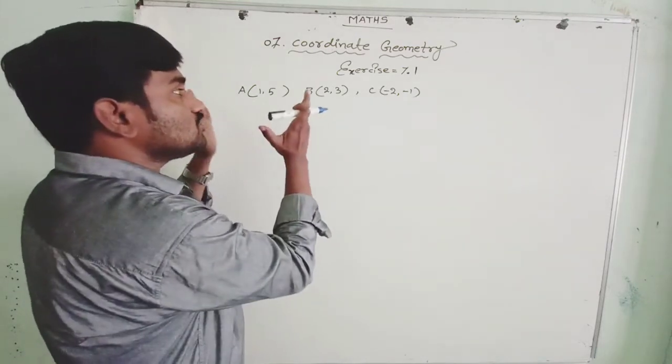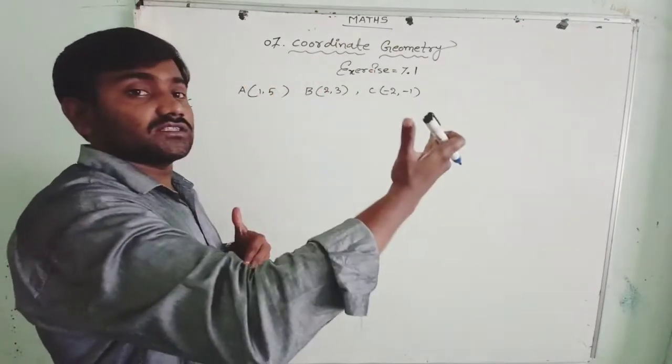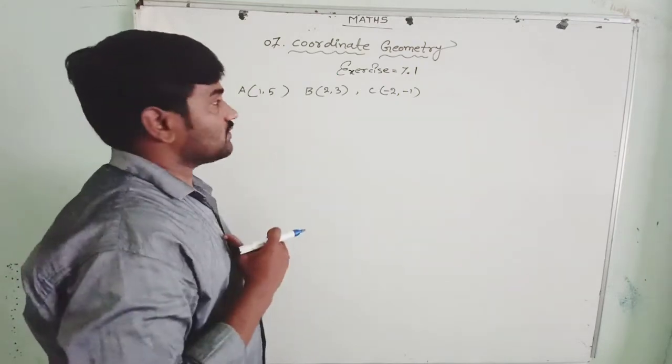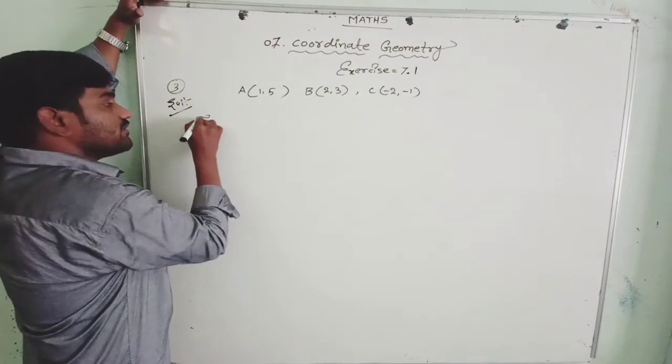If you add any 2 distances, it should be equal to the third distance. So let us find the distance here. Let us find the distance of AB.